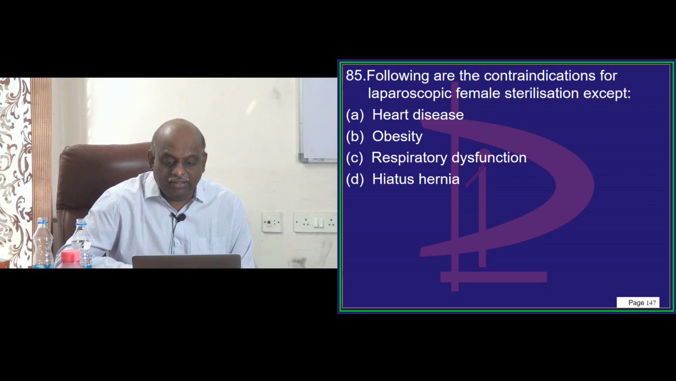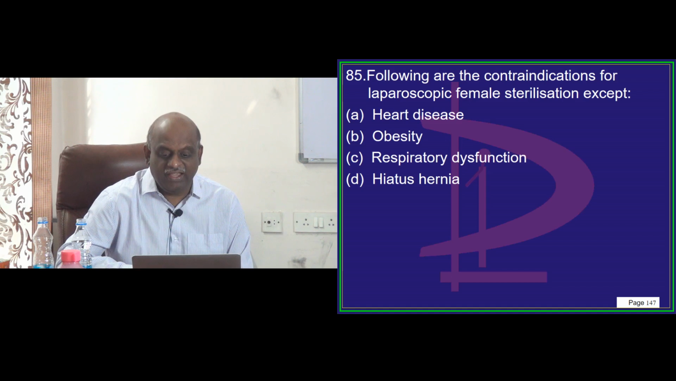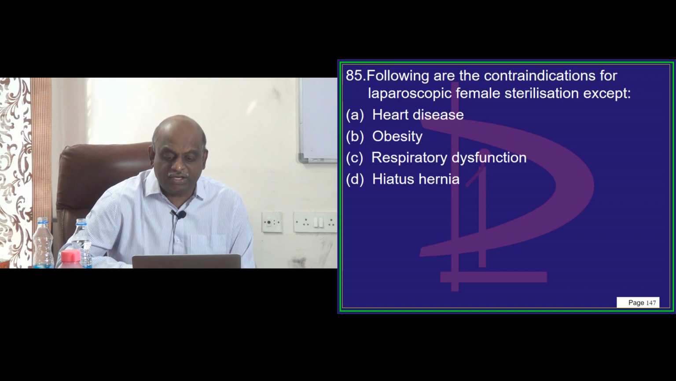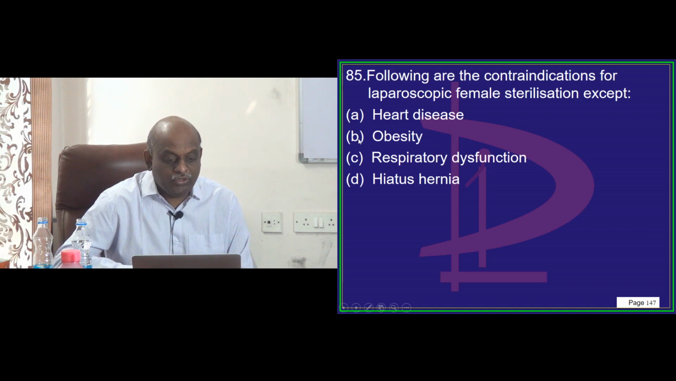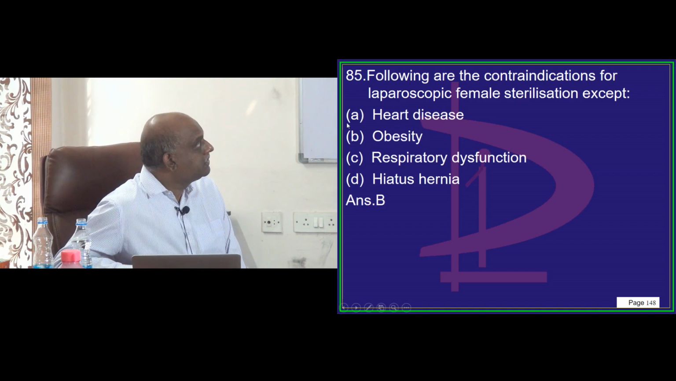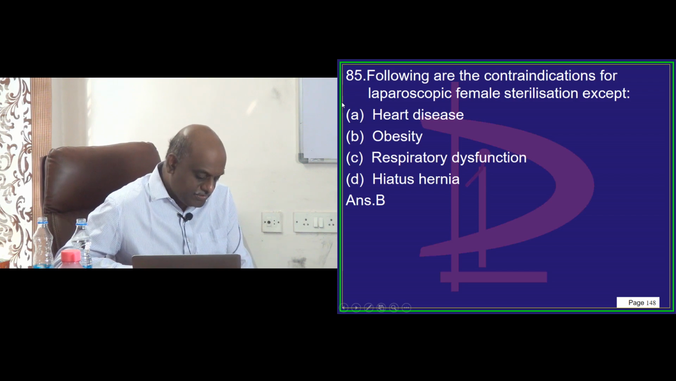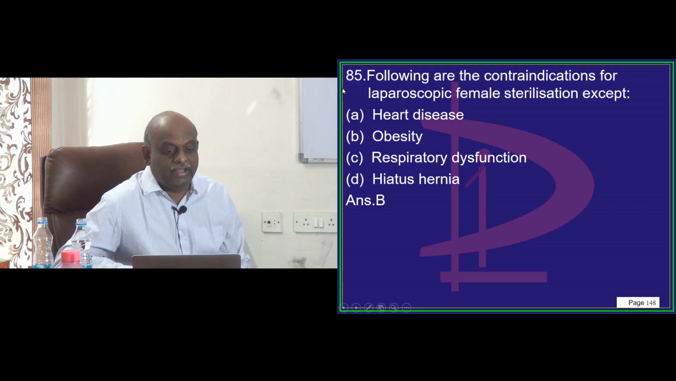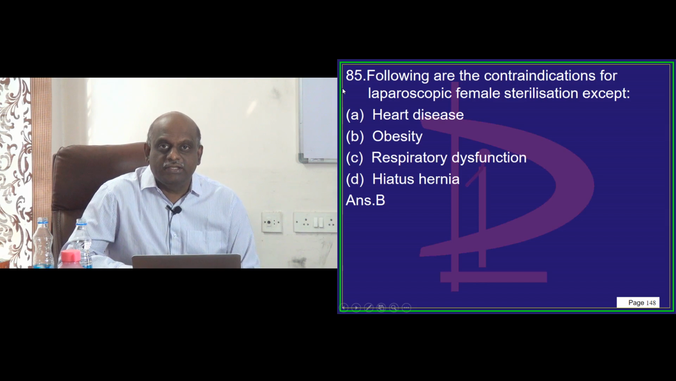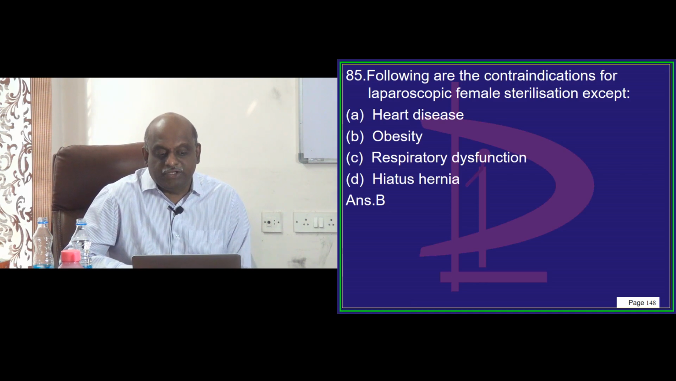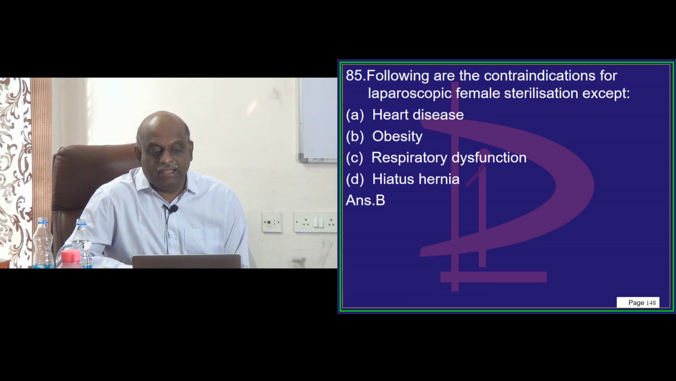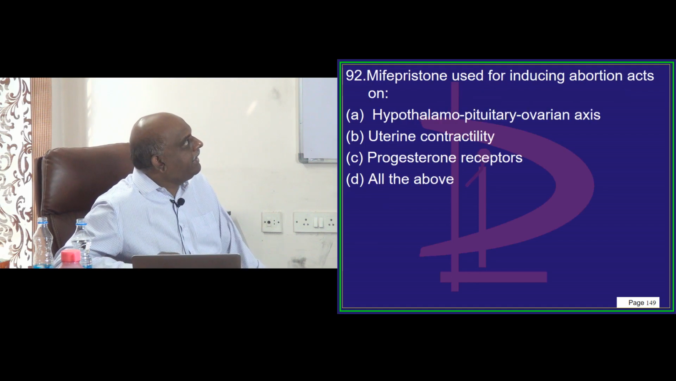I can see A, B, C, very wide opinions. Gunashekar is thinking C. Monica also. So, it is the obesity. Obesity is not a contraindication. But heart disease, respiratory dysfunction, hiatus hernia, they are all considered to be contraindications.